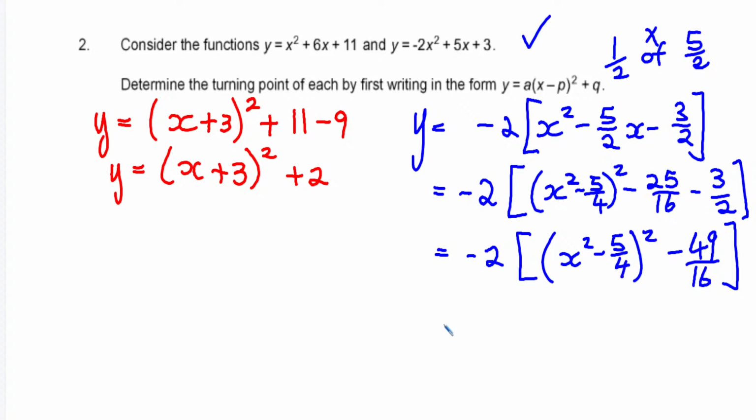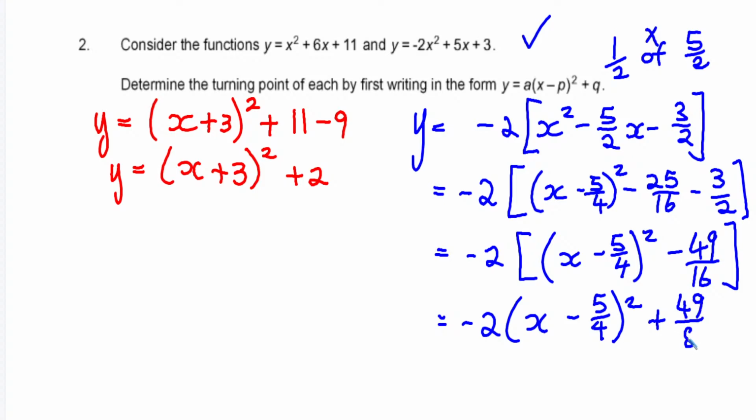And now I'm going to multiply the -2 back in. Okay, minus 2 times (x minus 5 over 4) squared. Sorry guys, that is not x squared. Sorry, that is not x squared. I'm getting a bit over enthusiastic with my squares. Right, there it is, x minus 5 over 4 squared. Now, when you multiply -2 by minus 49 over 16, you actually get plus 49 over 8.